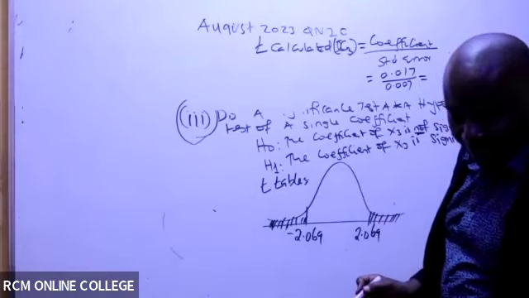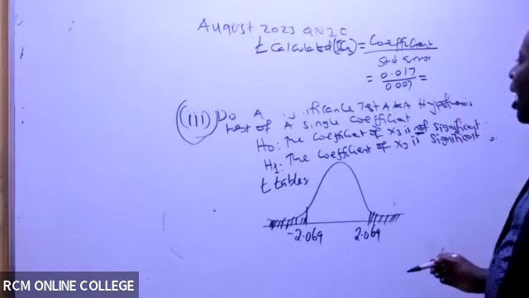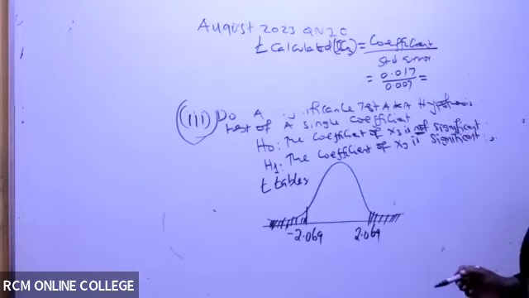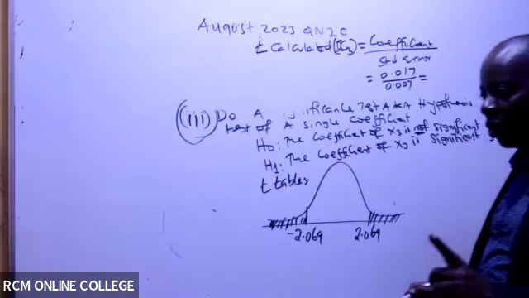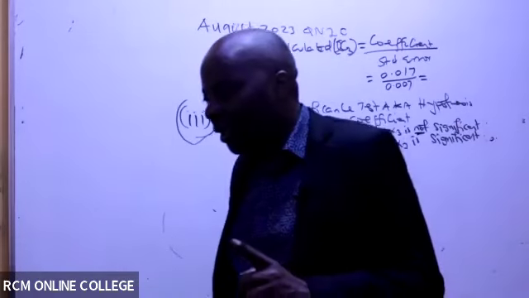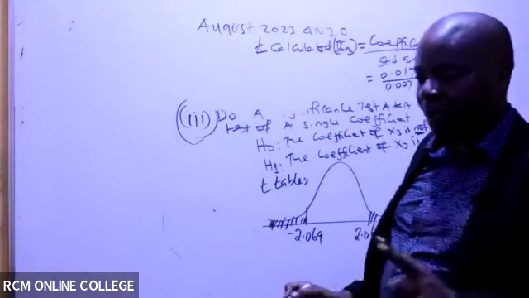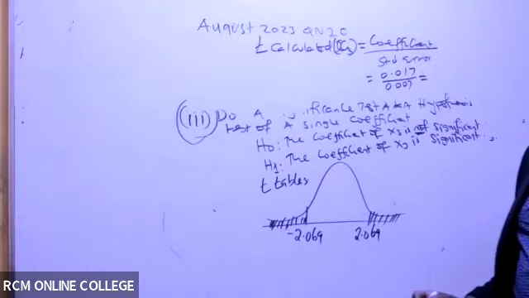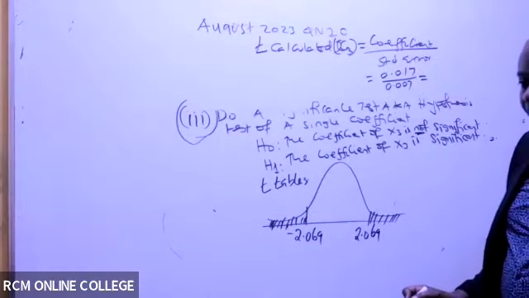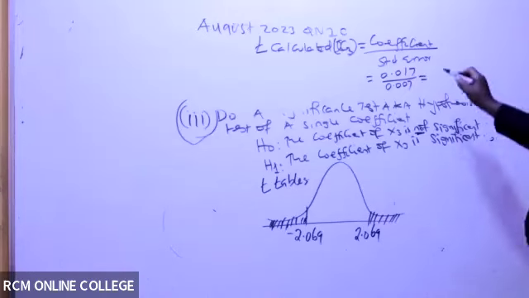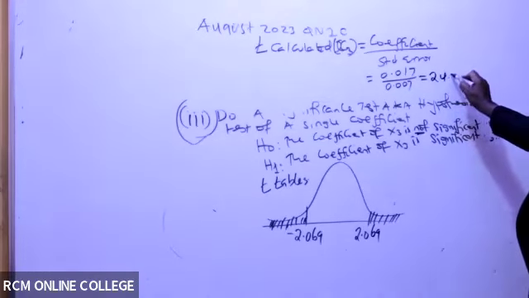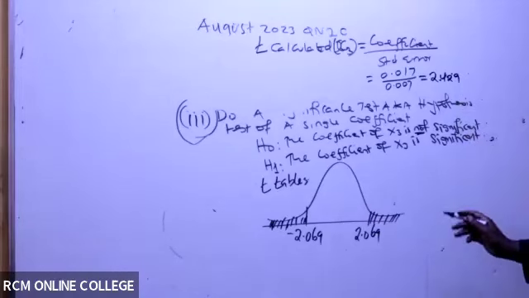3 decimal places, so what do we have here? There shall always be 3 decimal places, not 2. So it is 2.429. Thank you very much.